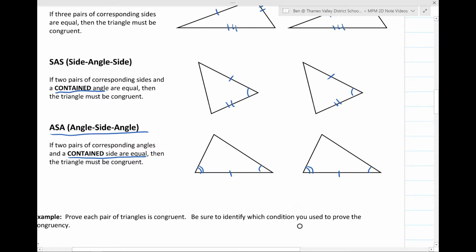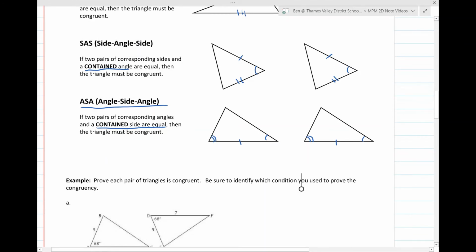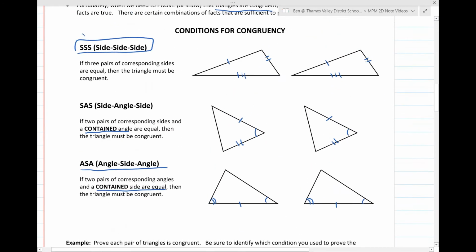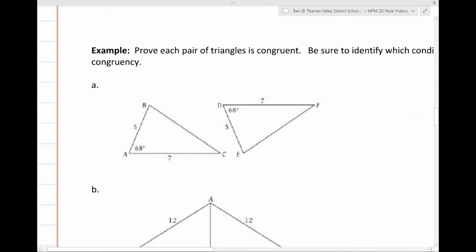So we're going to work with some examples here. We'll prove congruency, and we need to use one of these three strategies. We either have side, side, side, side, angle, side, or angle, side, angle. So let's double check inside here. So I see an angle here that is the same. So I'll even draw in the angle there.